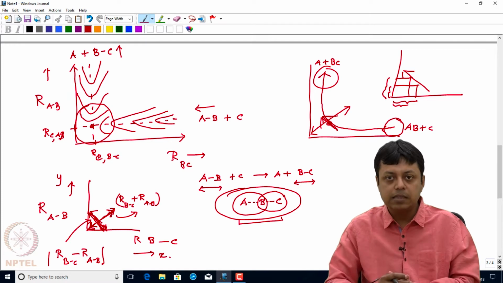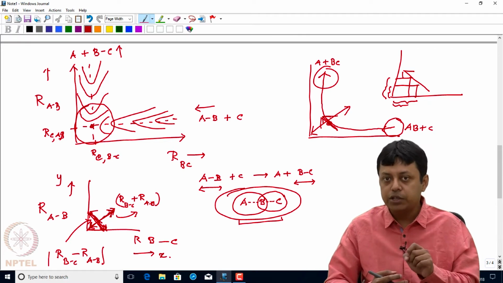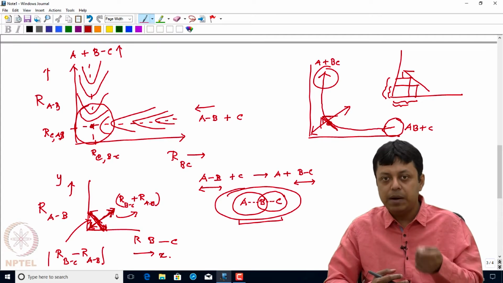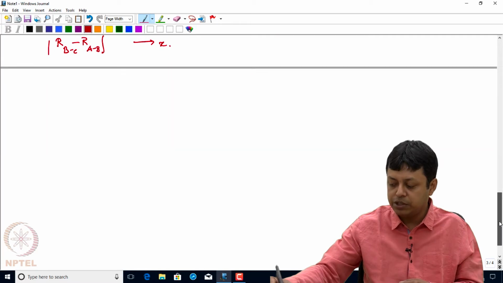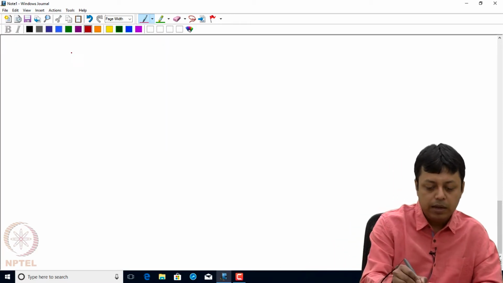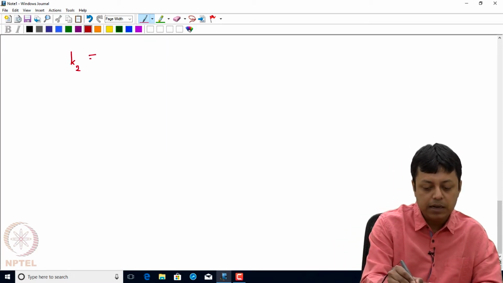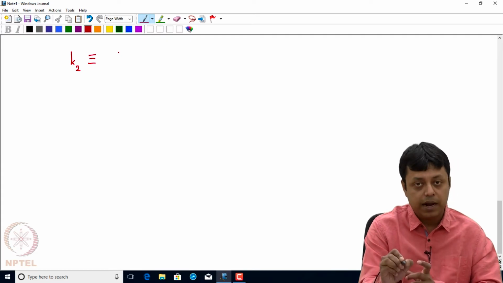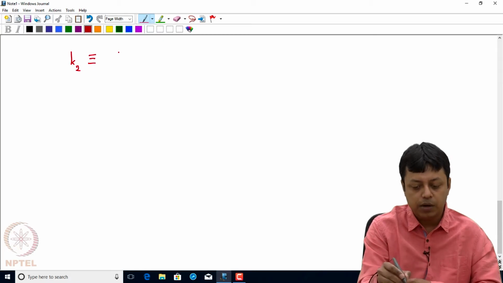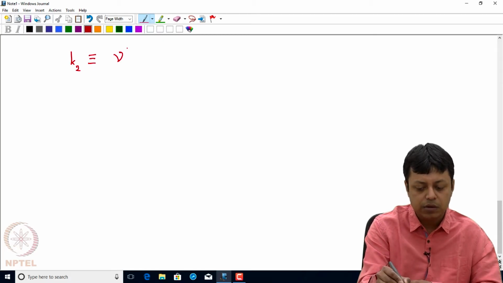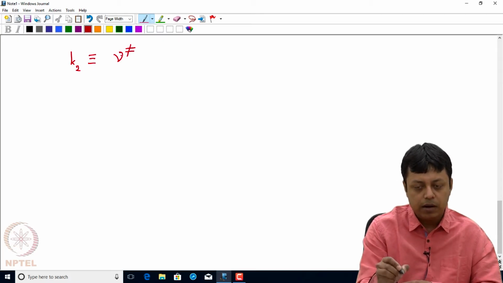But in the general case, they said that there will be one particular vibration. If it vibrates once, it will immediately form either the reactant or the product. So the frequency of the reaction, which is the K2, is nothing but identical to a particular characteristic frequency, which is along the reaction coordinate, and that frequency, let us denote it as nu dagger.